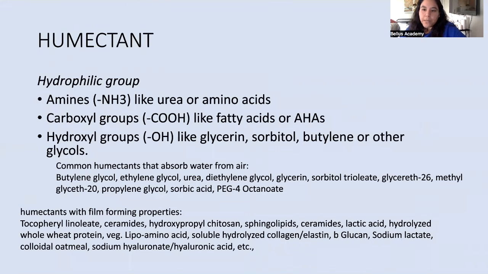And then we have humectants. A humectant is any substance that is hygroscopic, which means it has the ability to form hydrogen bonds with molecules of water. And they can absorb water from both the air and the lower layer of the epidermis. So the transport of water to the stratum corneum temporarily increases the surface water level of the skin and the skin's hydration.